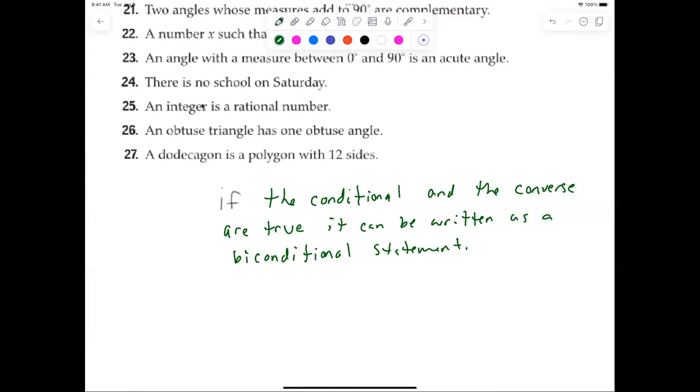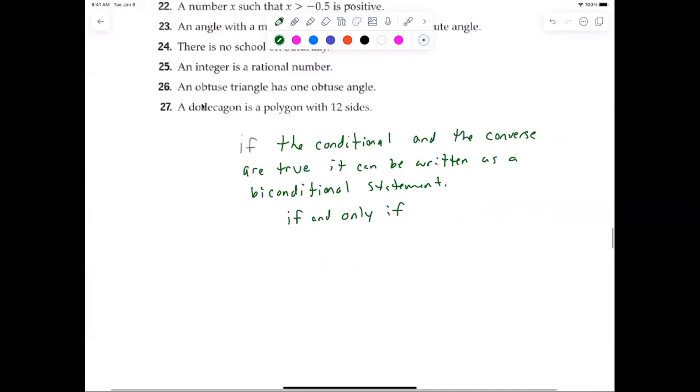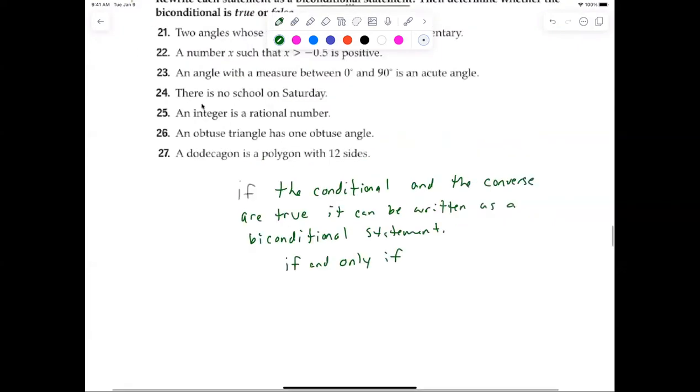And the biconditional statement is where we're going to abbreviate, but I'm going to give you some examples. It's going to be if and only if. The biconditional statement will have if and only if in it.